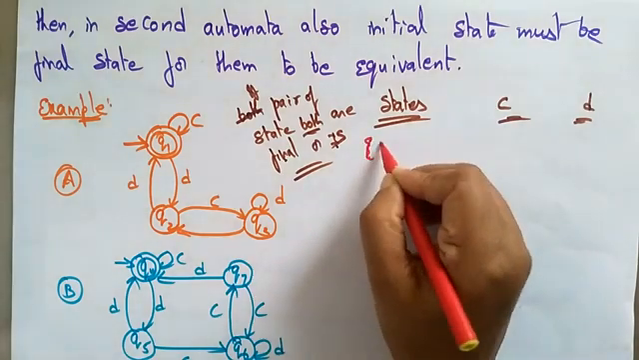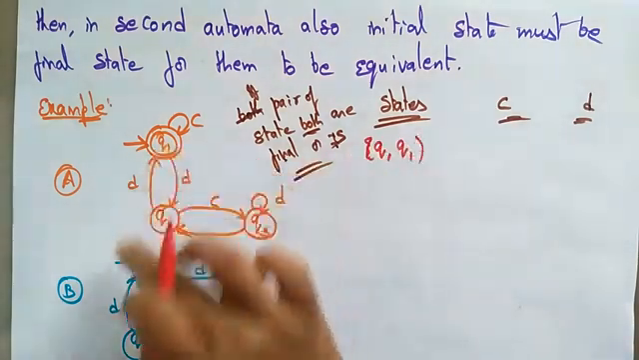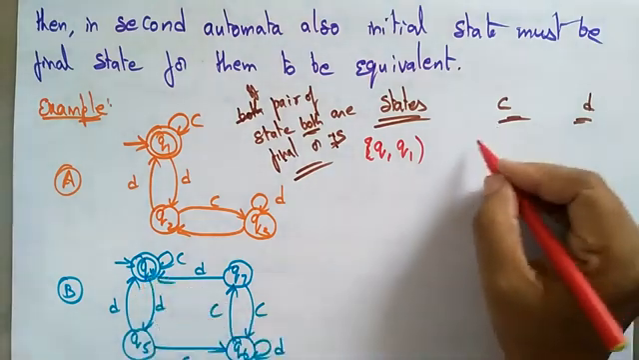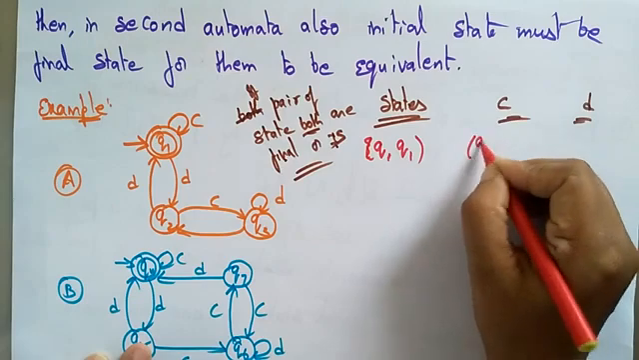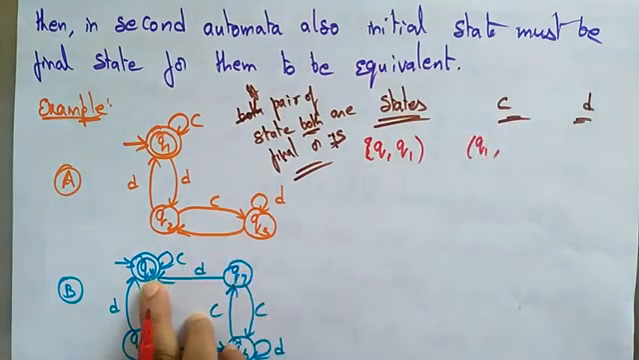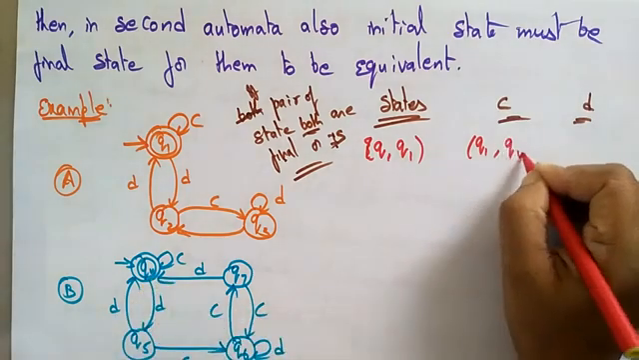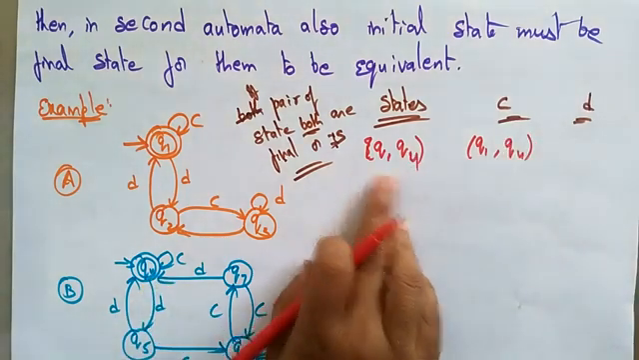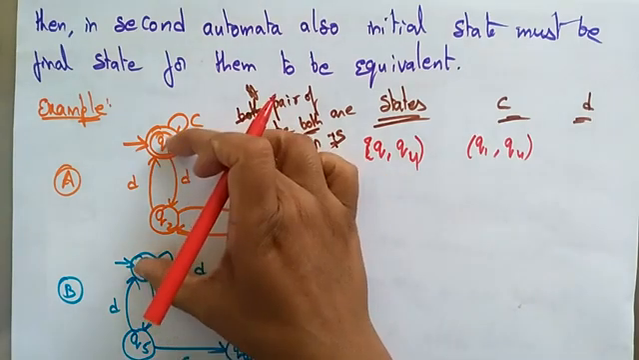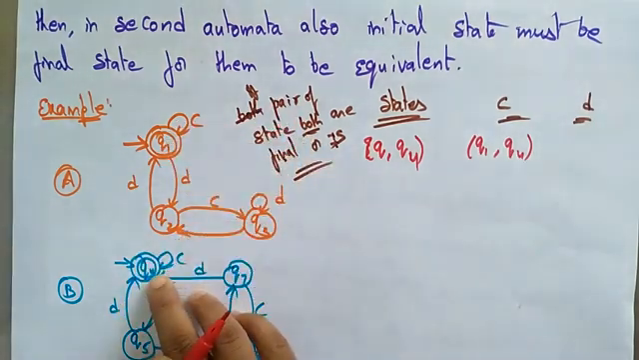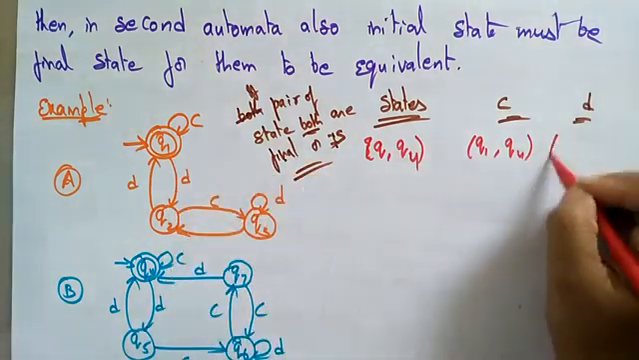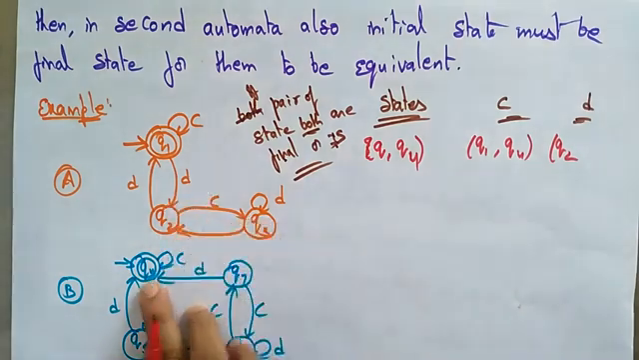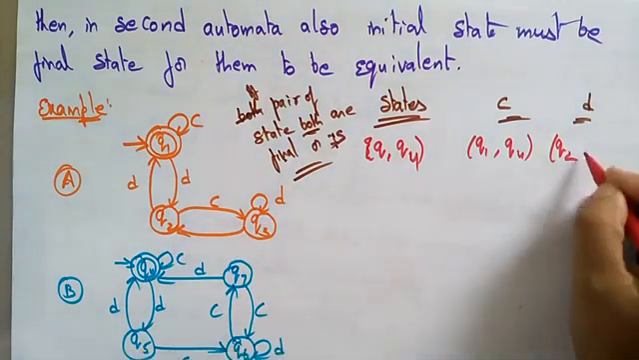First I have taken the pair Q1, Q4. On input C, Q1 goes to Q1 and on input C, Q4 goes to Q4. I have taken the initial and final states, the first one and here the first one in this automata. And on input D, Q1 goes to Q2 and Q4 on D goes to Q5.